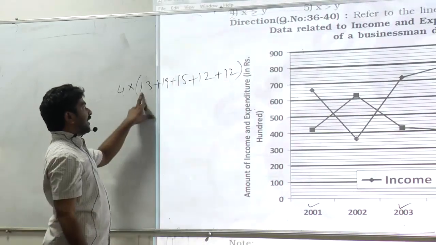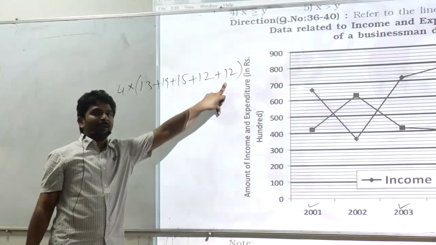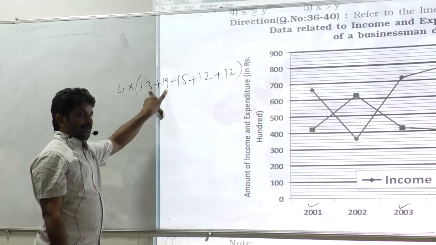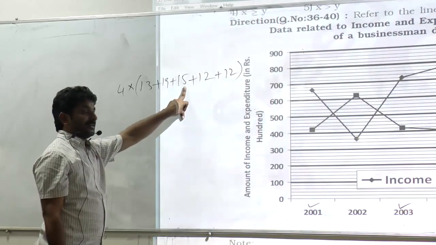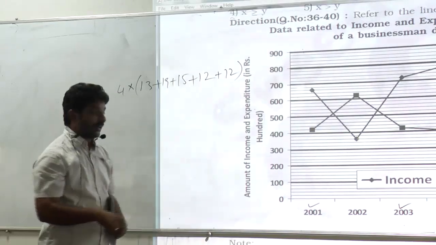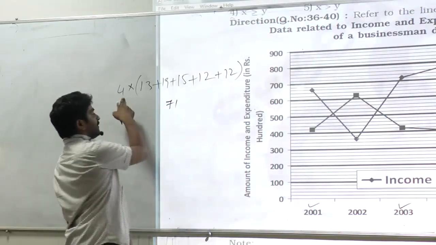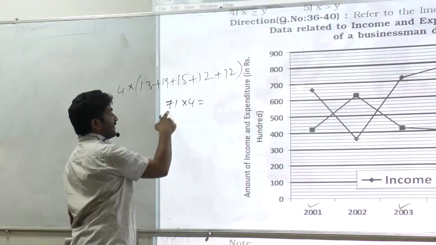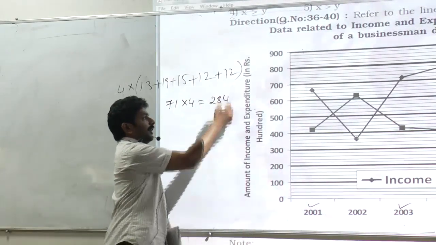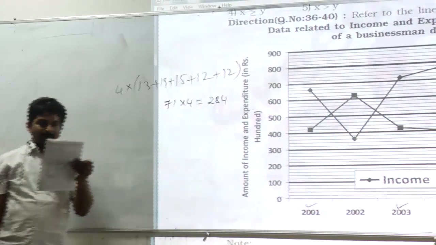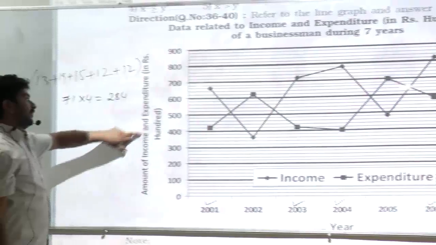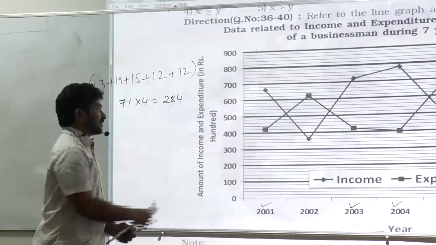Now let's add everything. 10, 10, 10, 10, 10. Everywhere you have 10. 50. 3 plus 9, 12. 12 plus 5, 17. 19. 21. Plus 50 already. 71. 71 how many times? 4 times. How much is that? 71 times 4, 280. 1 into 4, 4. 284. Is the number in thousands or hundreds? The amount of income and expenditure is in hundreds.